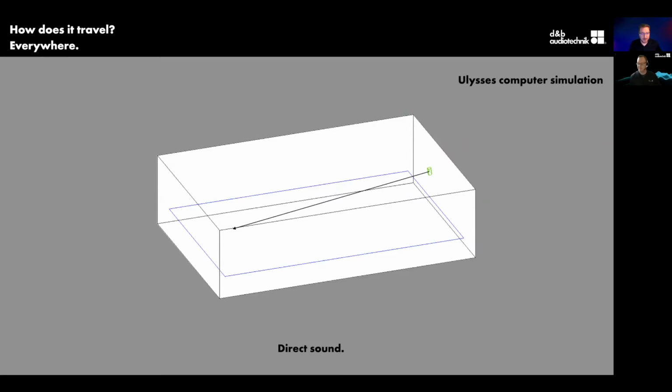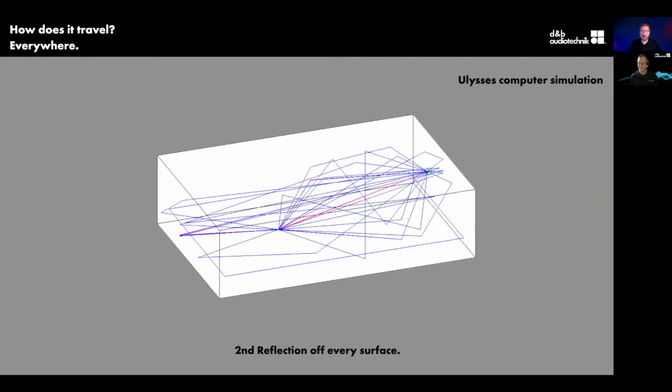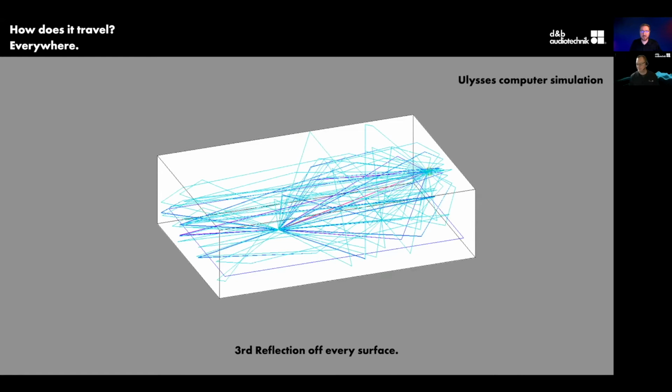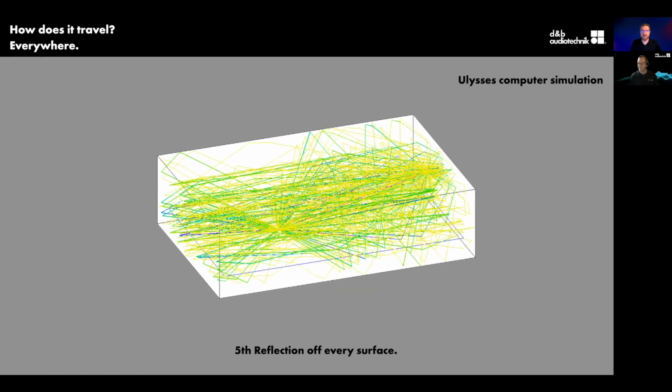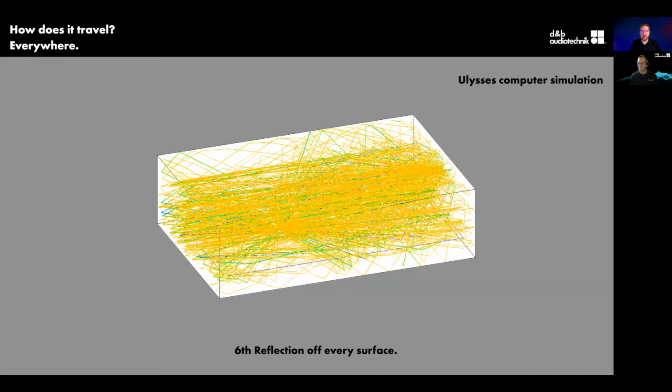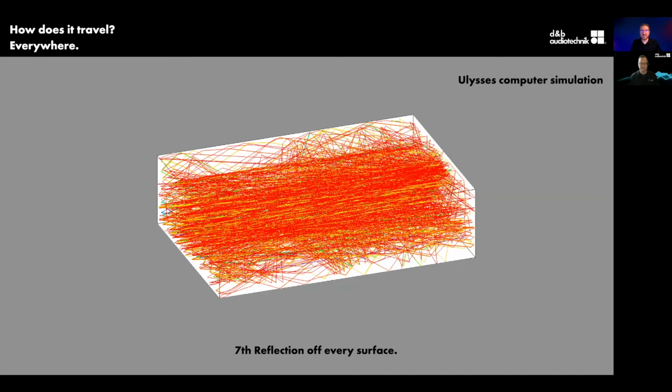Then we put sound into the room with a single reflection, meaning it comes from the loudspeaker, hits a wall, and then arrives at our measurement point. Then we do a second reflection, and a third, and a fourth. You can see each time we add a reflection, we're increasing the diffuse field within this room. In essence, we're reducing the intelligibility. And given the speed of sound, this happens very, very quickly.